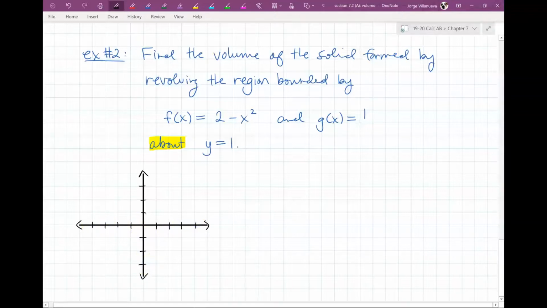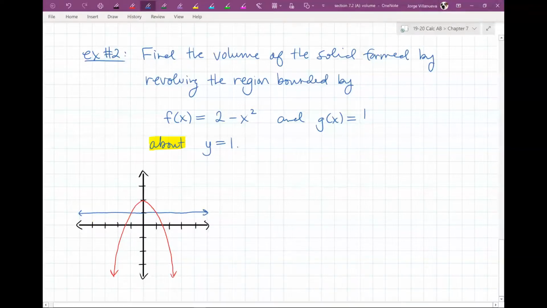All right, so let's see. They said the graph of f of x equals 2 minus x squared. So 2 minus x squared, I've got to go up to 2, and it's going to look like this. So there's 2 minus x squared. They said g of x equals 1 is my second graph. So g of x, that means y equals 1. So it's right here. That's y equals 1.